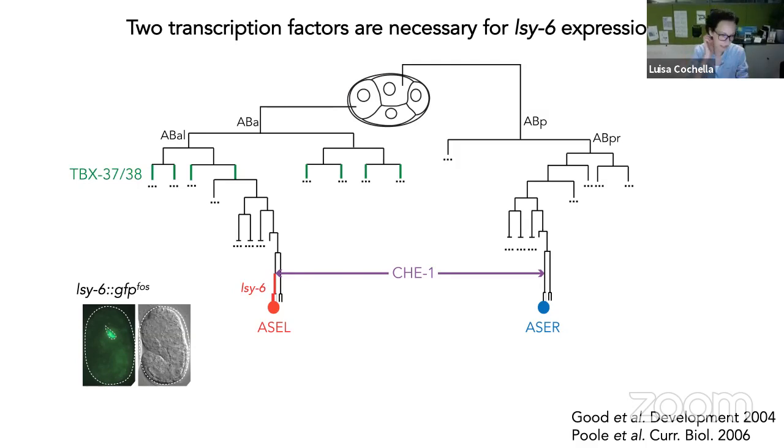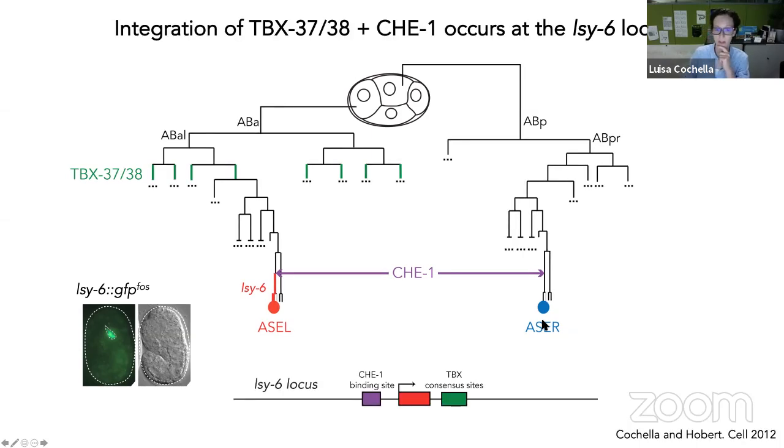These factors are almost identical at the protein level and they are fully redundant genetically. Now, the interesting thing is that these two factors were necessary for the asymmetry in ASC neurons. So a loss of function of TBX causes loss of LAUSE6 expression, while gain of function, ectopic expression of TBX in the other lineage, would induce LAUSE6 expression in the cell as well.